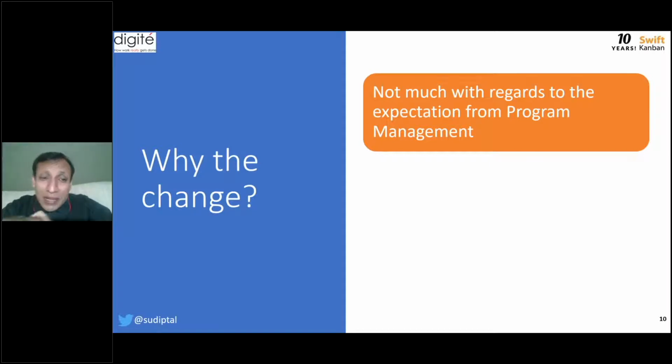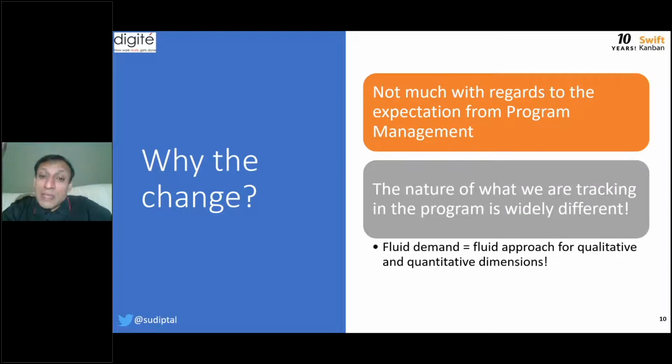So the expectations from program management, what leadership expects when you say, hey, I need a program manager to manage this whole program, that expectation has not changed in terms of the qualitative dimensions that I talked about or the quantitative dimensions that I talked about. The problem is that the nature of what we are trying to track inside that program has significantly changed.